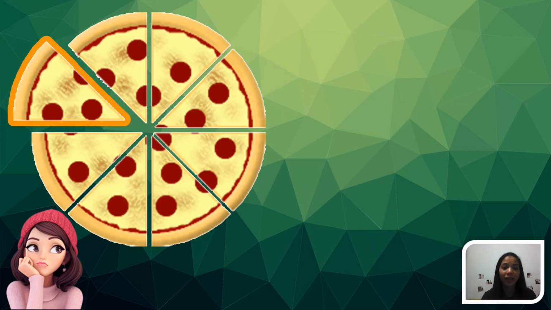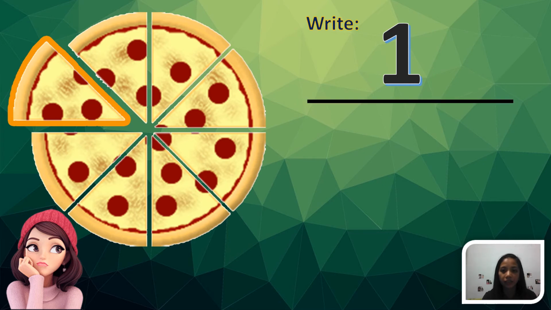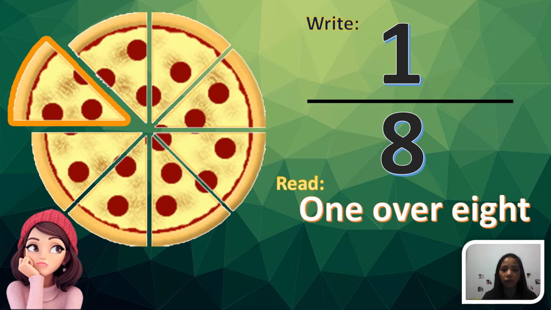Next, among 8 pieces of pizza, I eat 1 part of it. What will be the fraction? Write the numerator, which is 1, and then the denominator, which is 8. How do we read this fraction? We read it as 1 over 8.